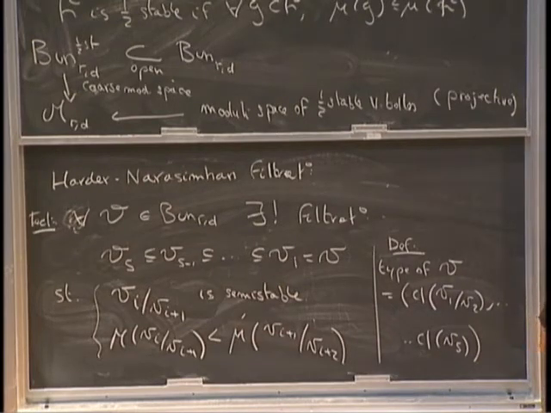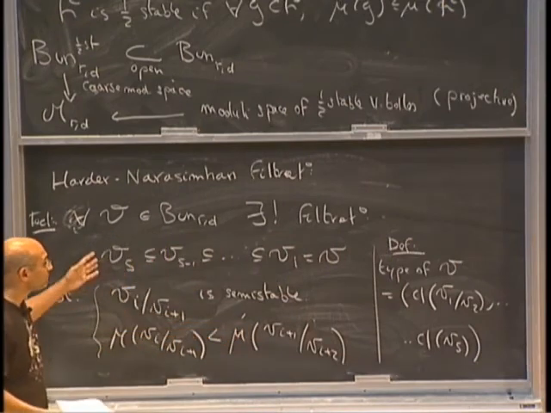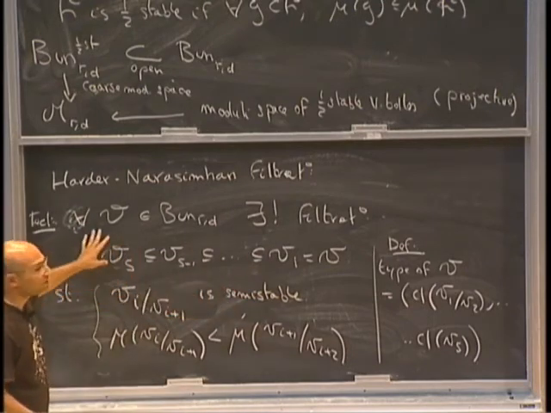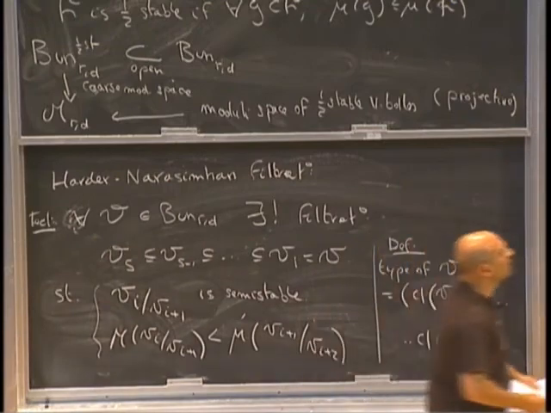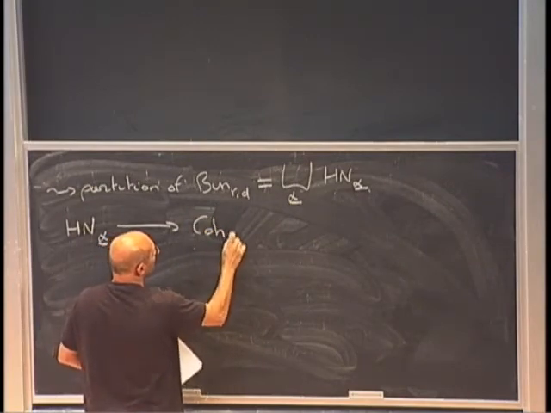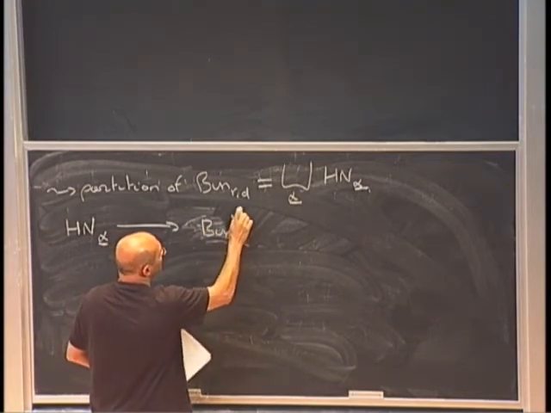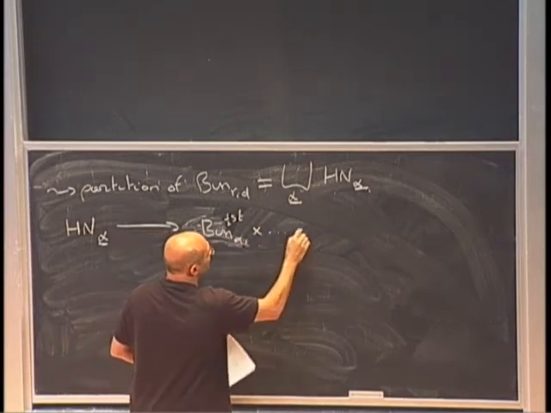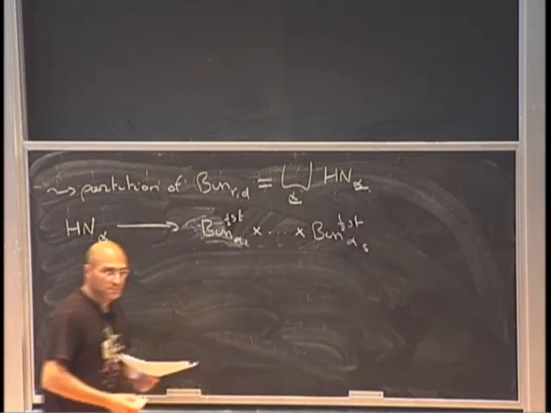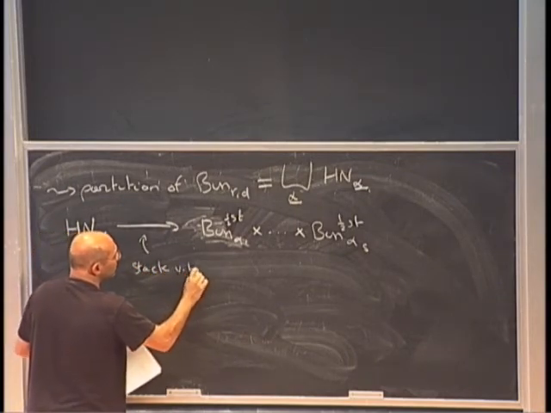And you have a natural map from HN alpha, which now can be described as a stack parameterizing extensions of semi-stable bundles. You have a natural map to the graded, the associated graded. So this maps to the product, bun semi-stable alpha 1, through bun semi-stable alpha s. And this map is what is called a stack vector bundle.